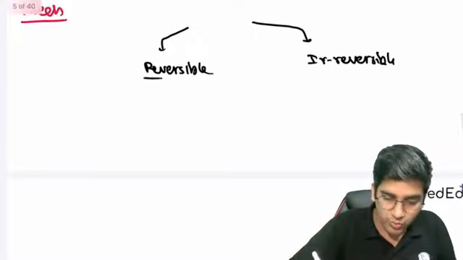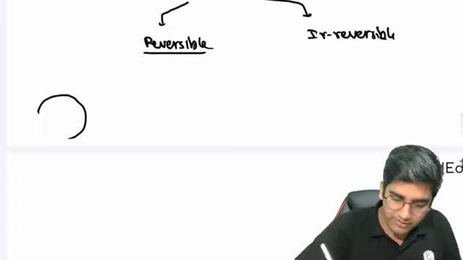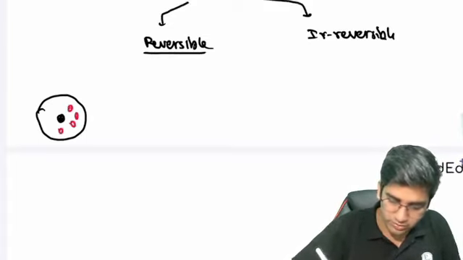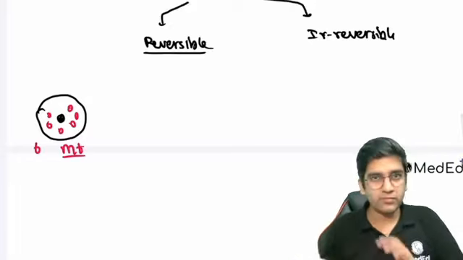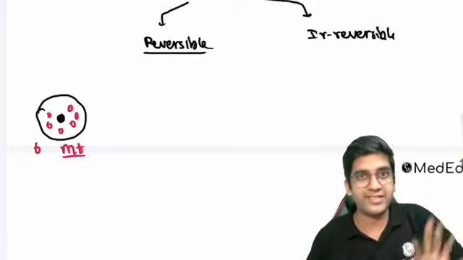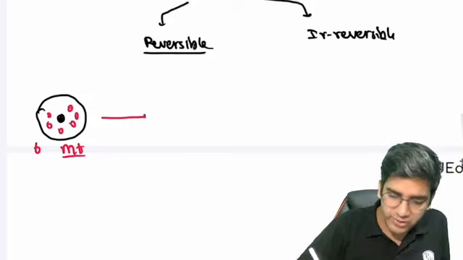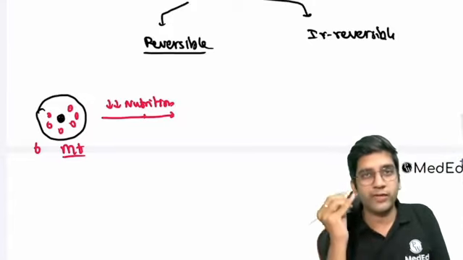So for a reversible change, I have to devise a mechanism. Let's say I'm having a cell, just a random example, with 6 mitochondria. I'm writing MT for mitochondria. I'm having 6 mitochondria inside a cell. I don't have enough energy, I don't have enough blood supply. So I have to reduce the mitochondria or reduce the proteins. That's all, right? So when there's reduced energy or reduced nutrition, which is one of the important causes of atrophy, automatically I have to reduce my amount of mitochondria.